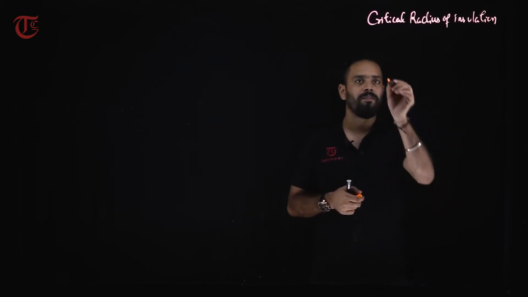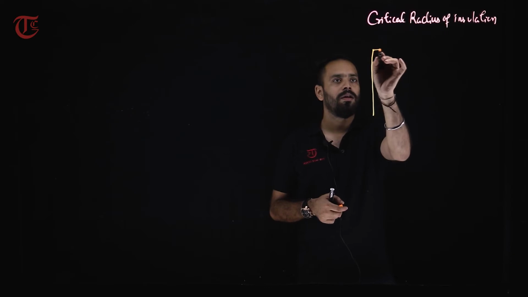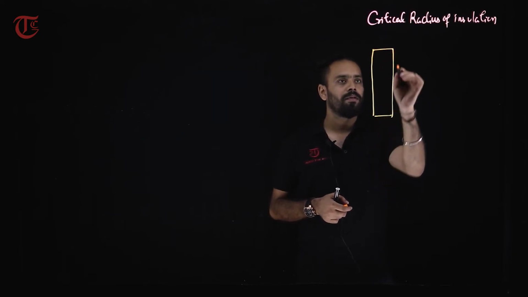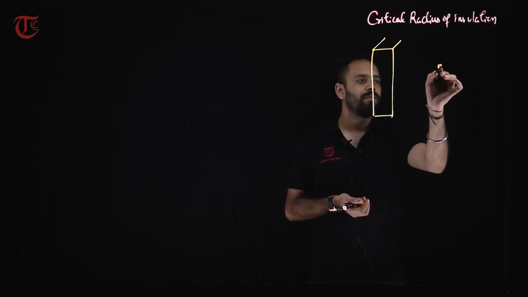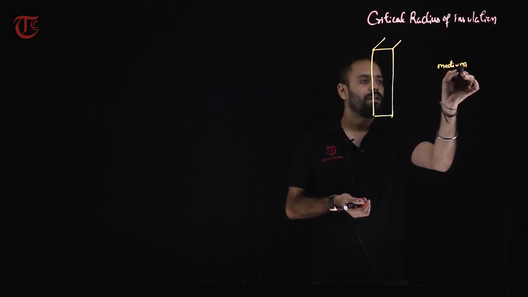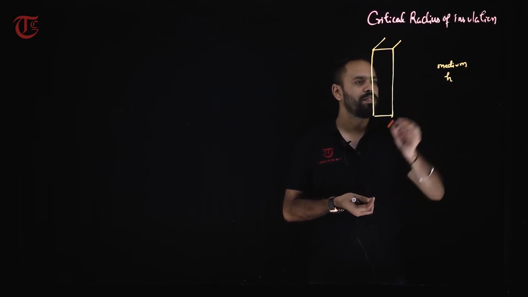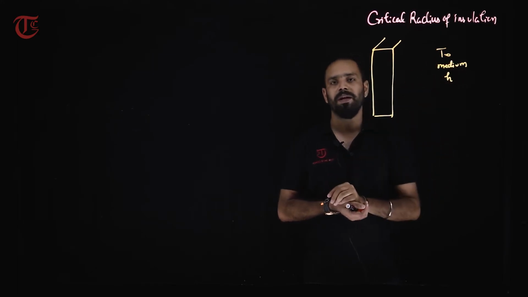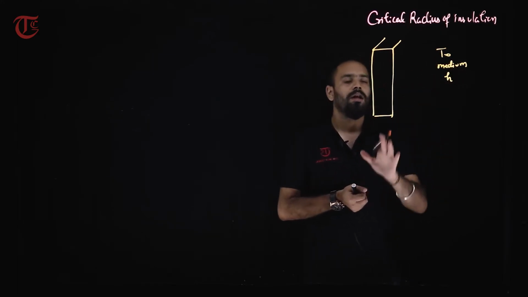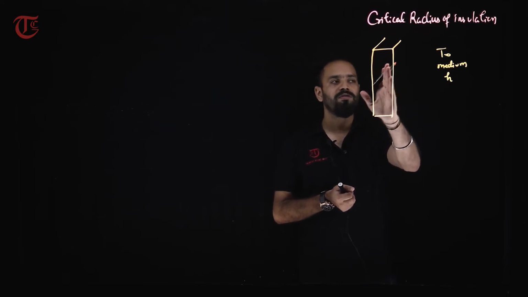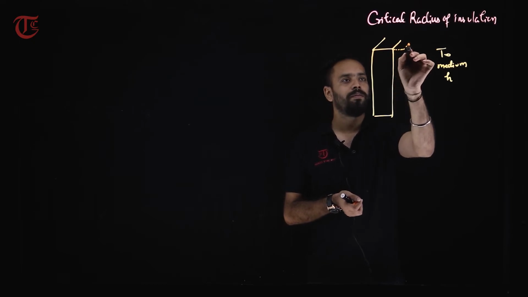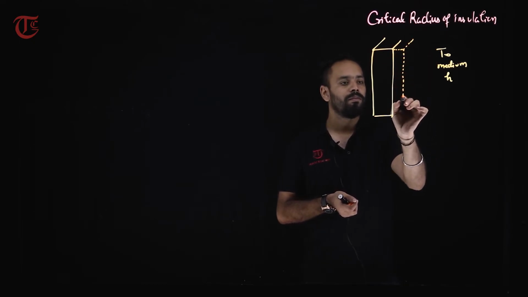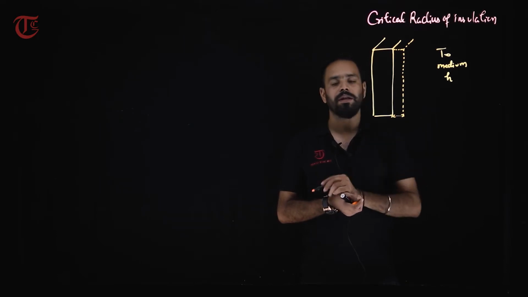Fine. Suppose there is a solid wall, right? And I want to put insulation on this wall. Before that, let us understand there is a medium, right? This medium is having a heat transfer coefficient of h and suppose some temperature T infinity. The medium temperature is generally denoted by T infinity. The solid is at a higher temperature and it is losing heat to the medium. Suppose you are adding insulation, and this is the insulation thickness.